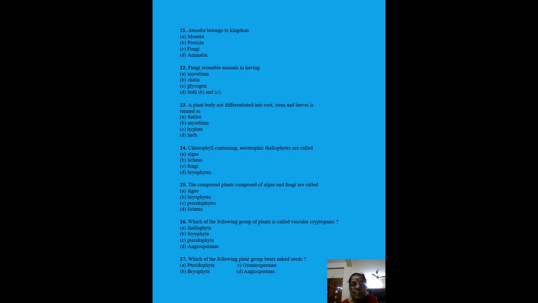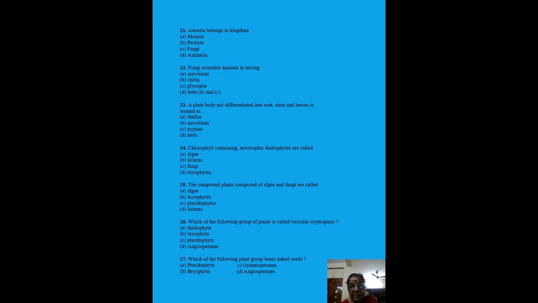Then the compound plants consisting of algae and fungi are called lichens. They are lichens. They show symbiotic association. Then which of the following group is called vascular cryptogam?